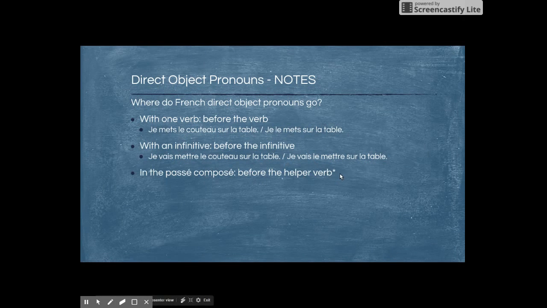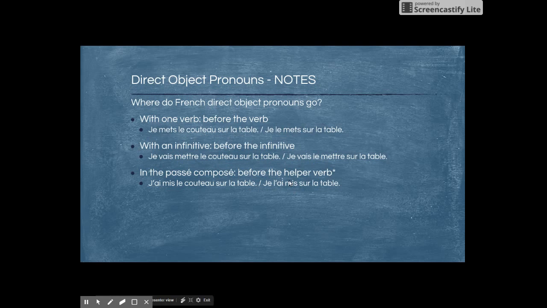In the passé composé, it needs to go before the helper verb, and there is a little asterisk here, so we're going to get to what that is in the next slide, but in general, it needs to go before the helper verb, avant l'auxiliaire. J'ai mis le couteau sur la table. Je l'ai mis sur la table. Yeah, so I put the knife on the table. Je l'ai mis, I put it on the table.